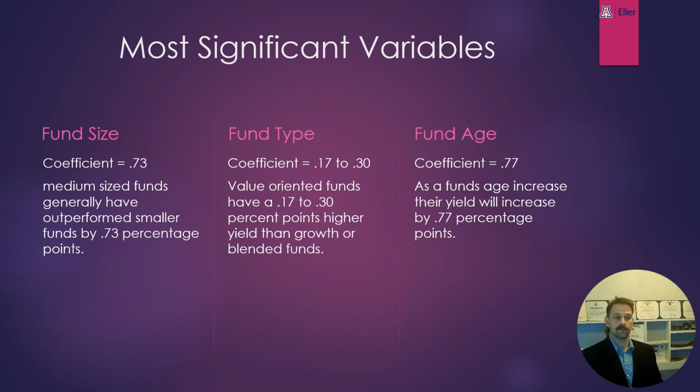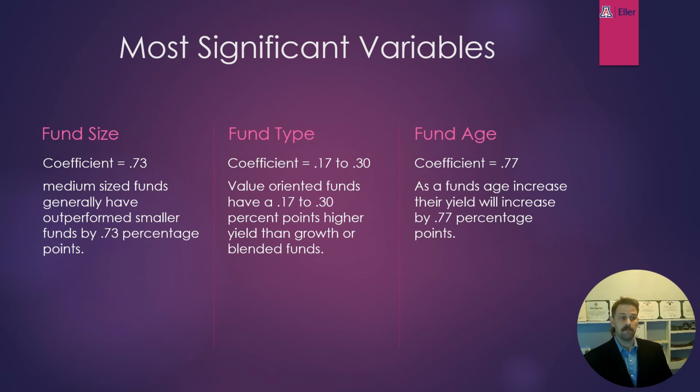We did find some significant variables. We found that fund size, fund type, and fund age seem to be the predominant factors influencing a fund's yield. We did think it was interesting that the ratio in which a fund might hold stocks, bonds, or whatever other assets had little to no effect actually, but really the size and the age and the type of fund had a lot to do with it.